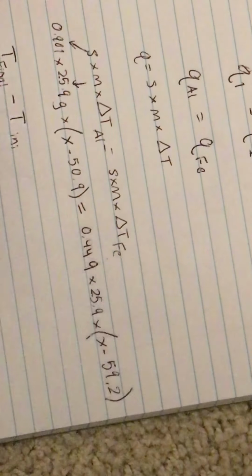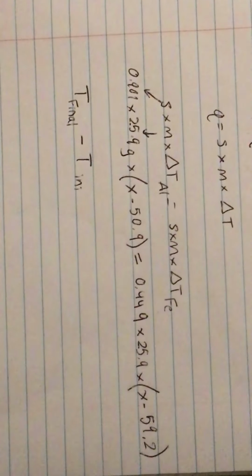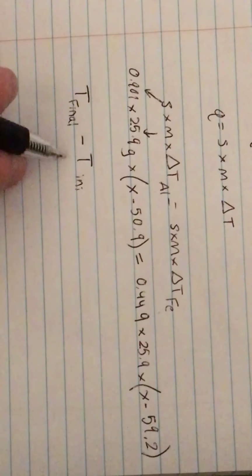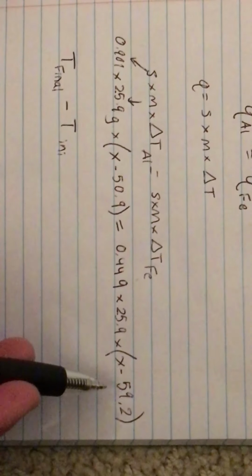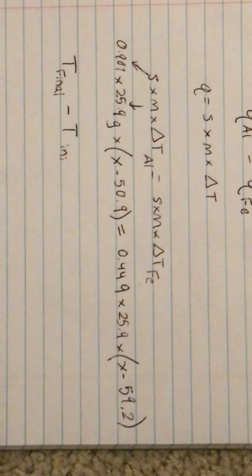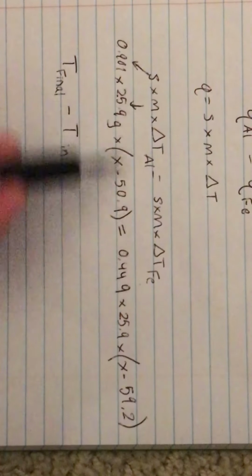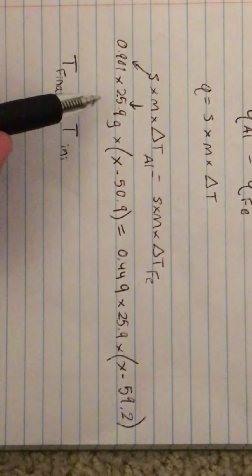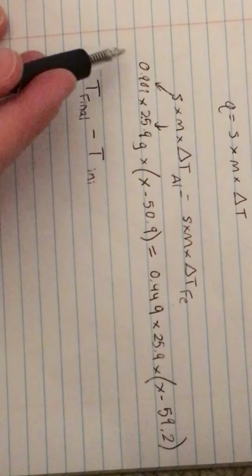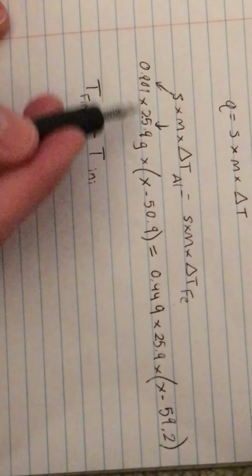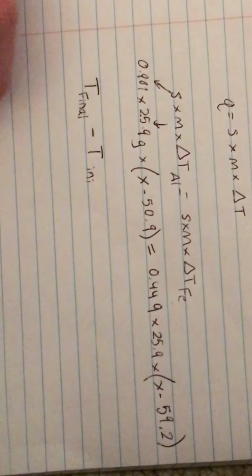All right, 59.2 is what we start with. But once again, we're looking for the final, not what we started with. So to do that, you just do T final, T's for temperature, the final temperature minus the initial temperature. So that's just the same as X minus 59.2. This is our algebra problem that we set up, and it's just simple algebra. You multiply these two together first, and then you multiply that. Actually, you know what? Let's just work it out.